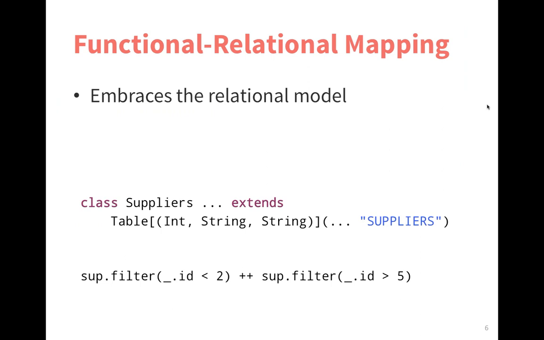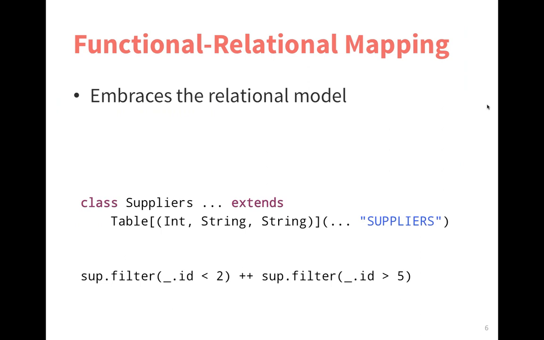So I mentioned we're doing functional relational mapping. Now, that means that Slick embraces the relational model. So the kind of entity you're going to use in your Scala code actually corresponds to the entities in the database. So you're mapping your database tables directly into Scala. Also, if you're using something like sequences, these can also be mapped one-to-one into Scala code.